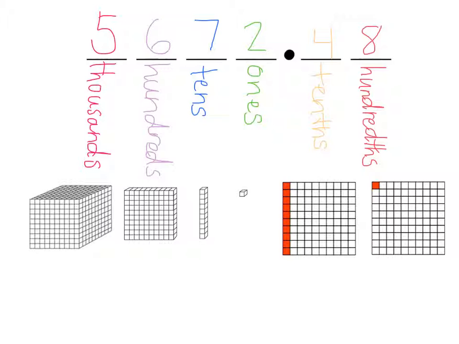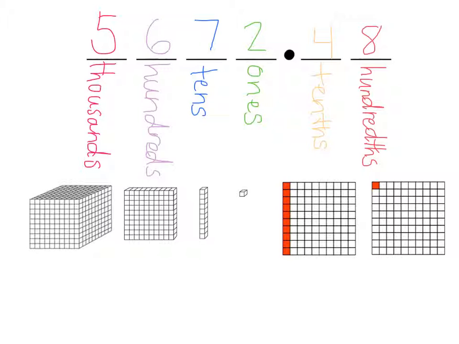Here's the number 5,672 and 48 hundredths. I've labeled it in terms of our place value. Each place has a value. For example, thousands, hundredths, tenths, ones, tens, hundreds, thousands. We can go on in each direction.